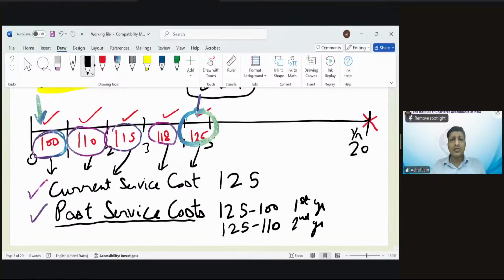Any questions on the current service cost, on the past service cost? Over to you quickly. Any question on this? I think Neeraj has a query. Yes, Neeraj, please go ahead. What is your query? Kuldeep is clear. Minu is clear. Kushi is also clear. Prerna is also clear. Neeraj, yes, please quickly speak up.